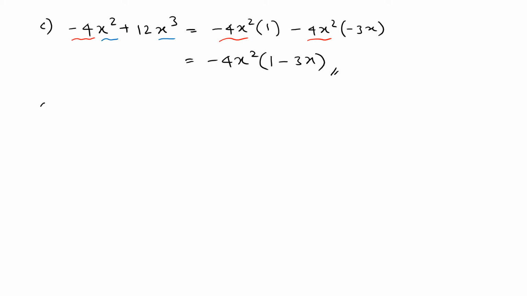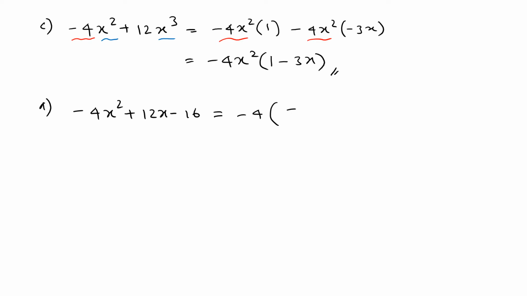And then part D: negative 4x squared plus 12x minus 16. Again, if you look at the common factors, you can see that negative 4 is a common factor. Pulling out a number means you divide everything by negative 4. That's another way to look at these kinds of things. So let's do that to see how we can use that idea.